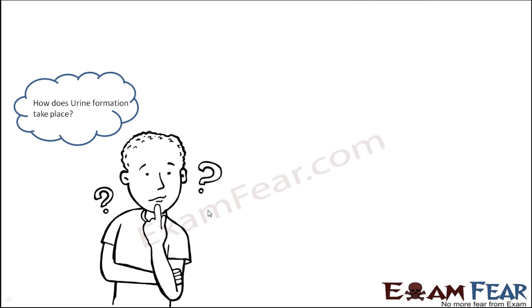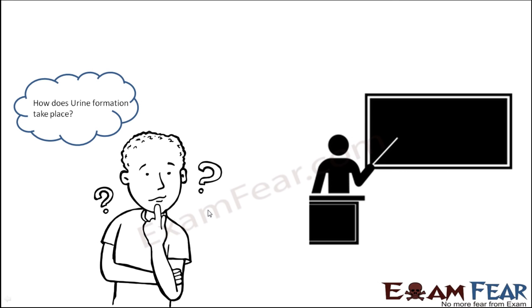Now the question is, how does urine formation take place? Now we've got to know that urine formation takes place in the kidneys, but how does it take place? Before you understand how urine formation takes place, it is very important that you are aware of the detailed structure of the kidneys. So that is why we will spend some time now to understand the complete structure of kidneys. So once we are aware of the structure of the kidney, then we will talk about the process of urine formation.